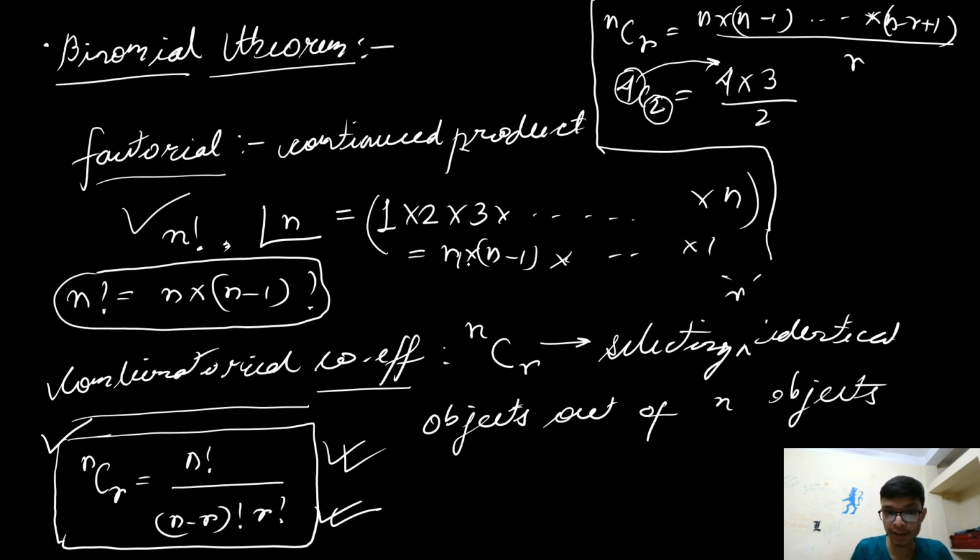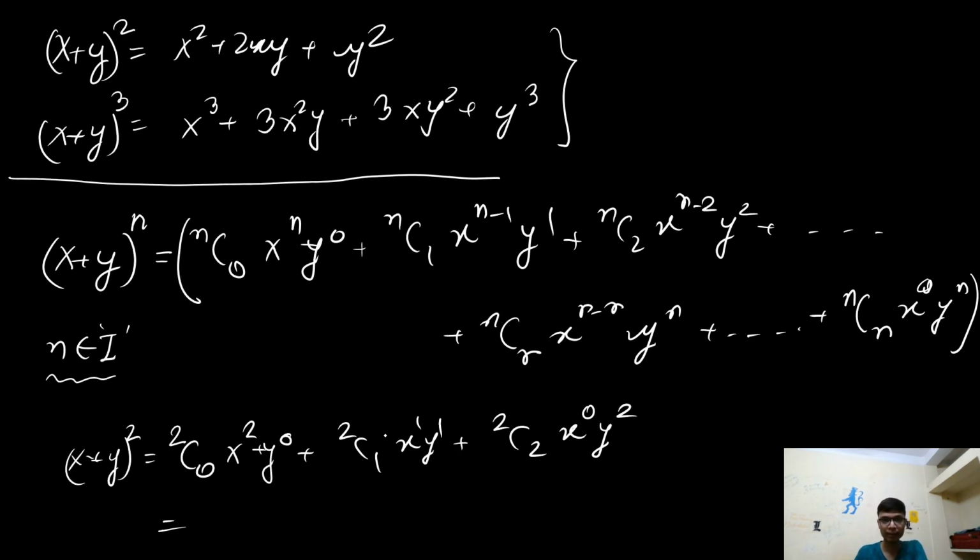That means we can also write this as n into n minus 1 factorial, and hence this will be n into n minus 1 factorial. I hope this particular relation is clear. All right, so this is basically a short trick that you must remember in order to calculate the combinatorial coefficient.